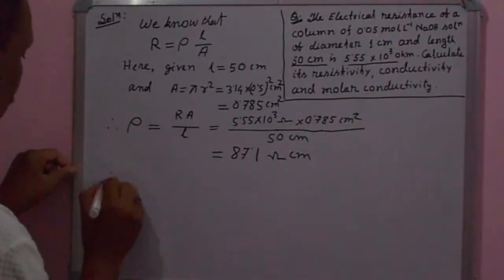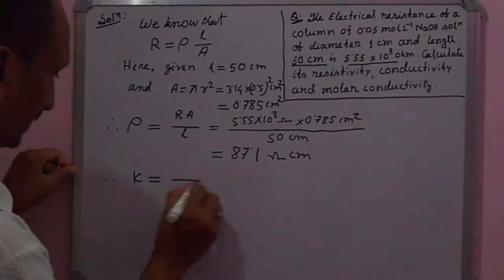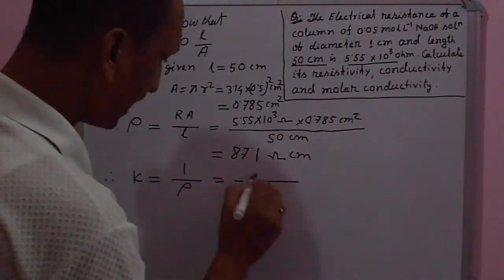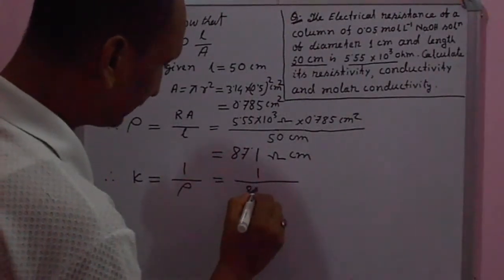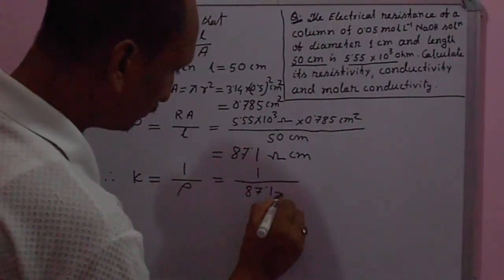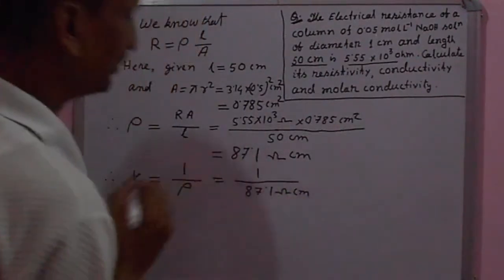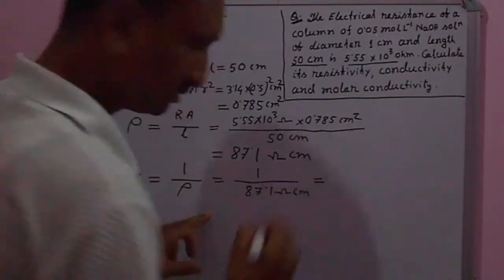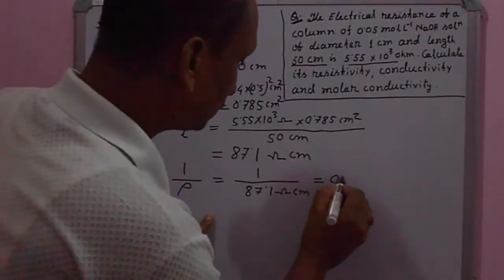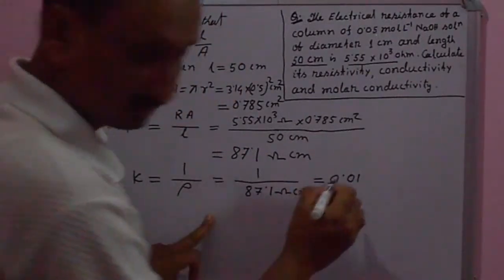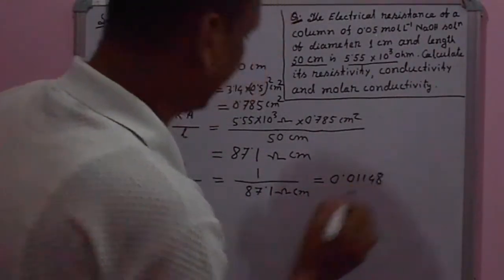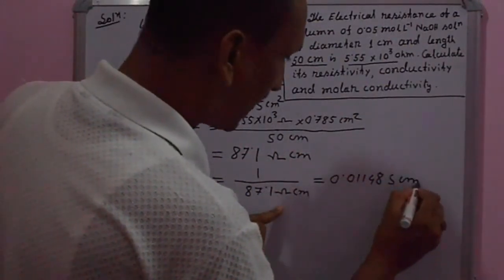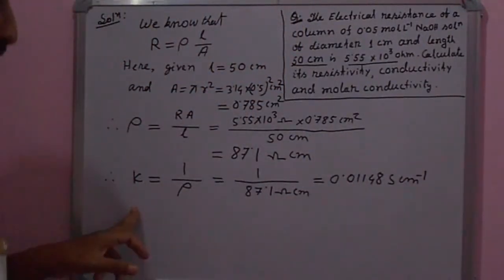Again, conductivity, therefore kappa, conductivity that we know, is equal to 1 by rho. So that is equal to 1 by 87.1 ohm centimeter. And this 1 by 87.1 value comes out 0.01148. So here it is ohm inverse centimeter inverse. Ohm inverse means Siemens, and centimeter inverse. So this will be your conductivity.